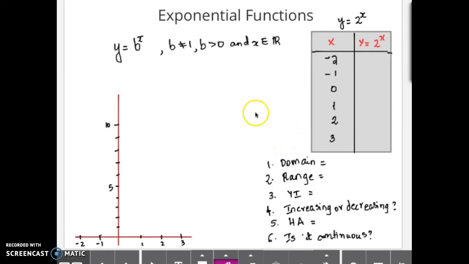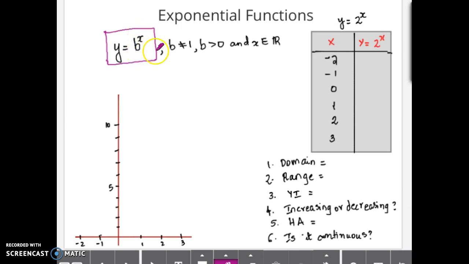In this video, we're going to talk about exponential functions. So exponential functions are functions of the form y equals b to the power of x, where x is in the exponent. The variable x is in the exponent. That's why it's called an exponential function.